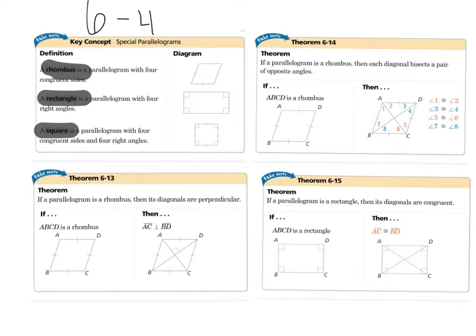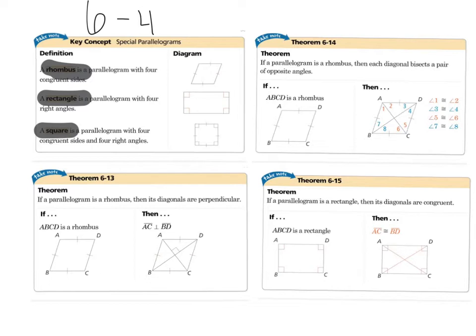So a rhombus is a parallelogram with 4 congruent sides. A square is a parallelogram with 4 congruent sides, but it also has 4 right angles. And a rectangle has 4 right angles, but that's it. It just has 4 right angles and 2 opposite sides are parallel and congruent. So they have their own little differences. You just need to make sure you know the differences, because that will help you with these problems.